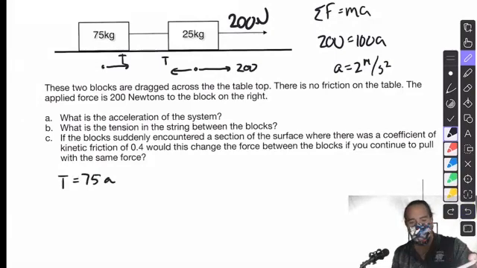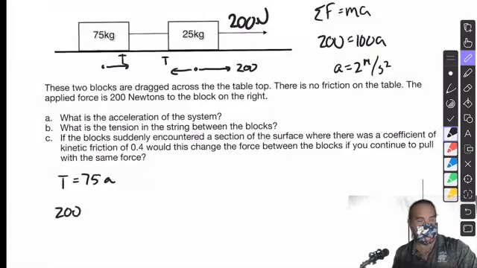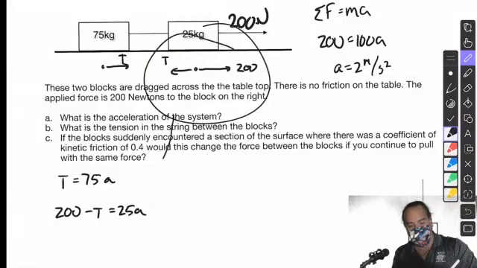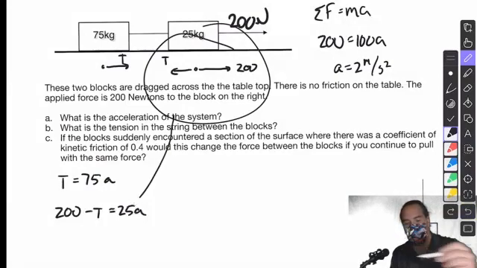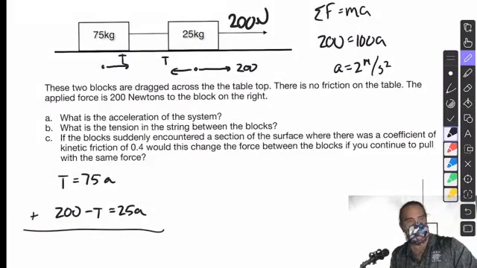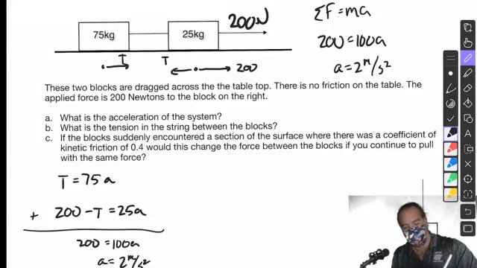Net force on the 25 kilogram box will be 200. I got 200 going to the right, minus T. T is going to the left. And that equals 25A. That's this box, looking at the forces on that box. How we doing? All righty. No questions is either good news or terrible news. Add these two together, the T's cancel. I get 200 equals 100A. So A, again, is 2 meters per second squared. Yay.